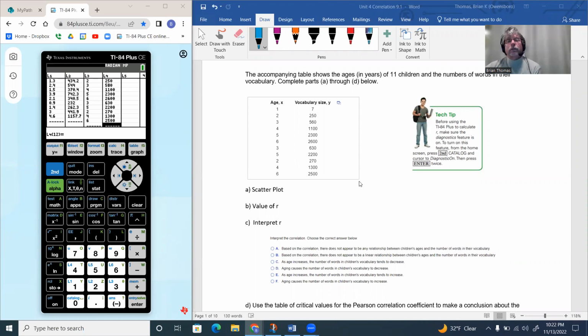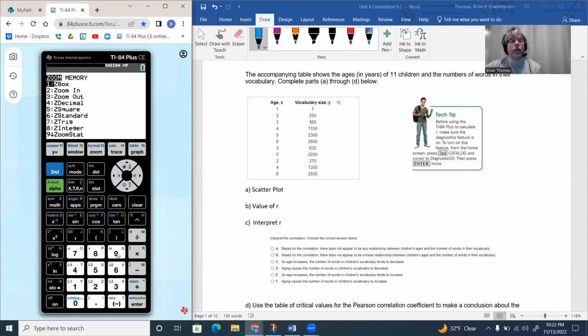So I got this data into the calculator. If a person's age is 1 year old, they have a vocabulary of 7 words. If the person's 2 years old, they have a vocabulary of 250 words. And if a person's 6 years old, their vocabulary is 2,500. So as your age increases, your vocabulary seems to increase. There seems to be a strong correlation there. So let's hit zoom and number 9, and it should create a stat plot, or scatter plot. Notice how this looks like a strong positive linear relationship. As x increases, the y values are going up.